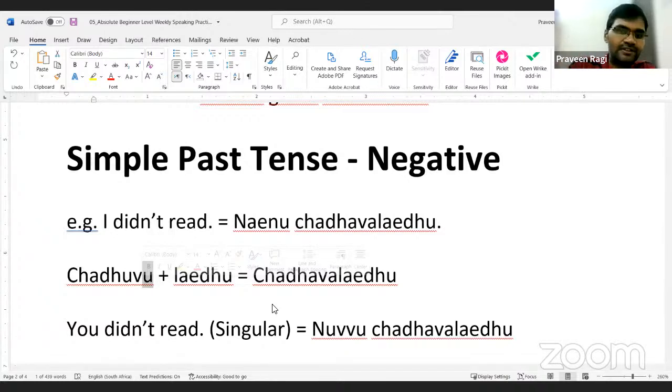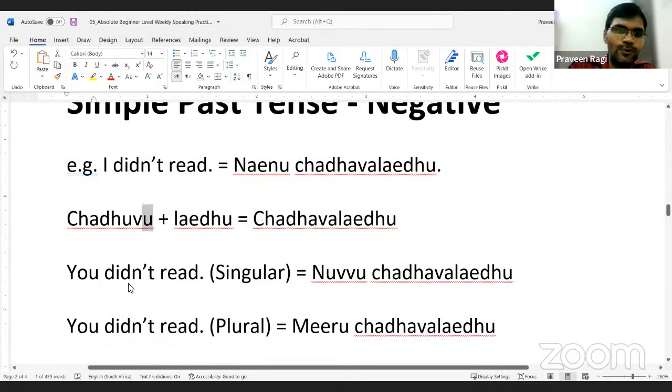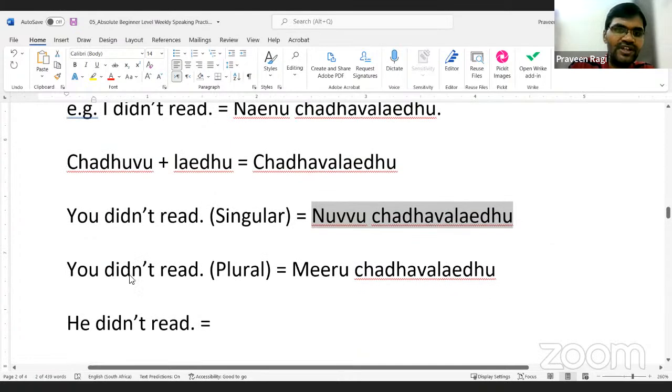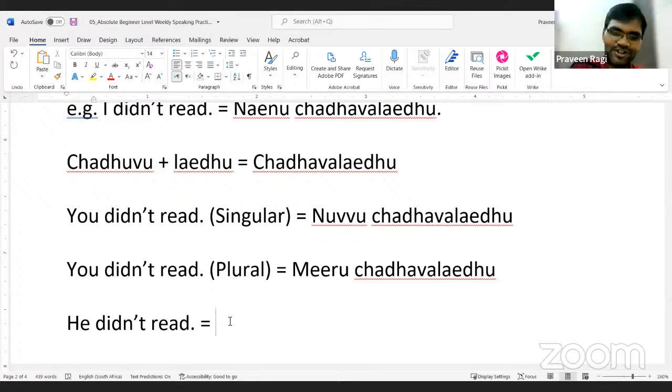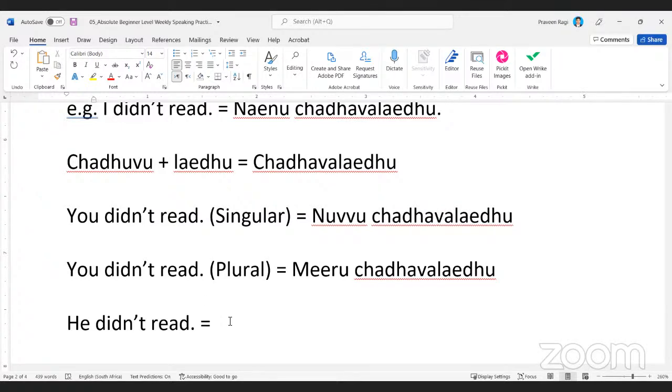Like tinaledu, paadaledu. The next one is you didn't read, singular. Nuvu chadavaledu. You didn't read, plural. Miru chadavaledu. He didn't read. Ravindra garu, can you try this one? In this pattern, the ending is the same no matter what the subject is. It will not change. So here it's atadu chadavaledu.